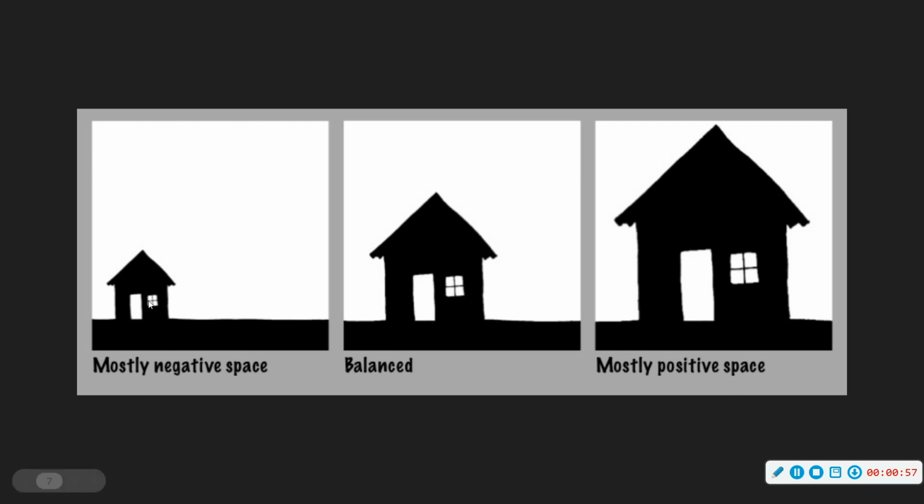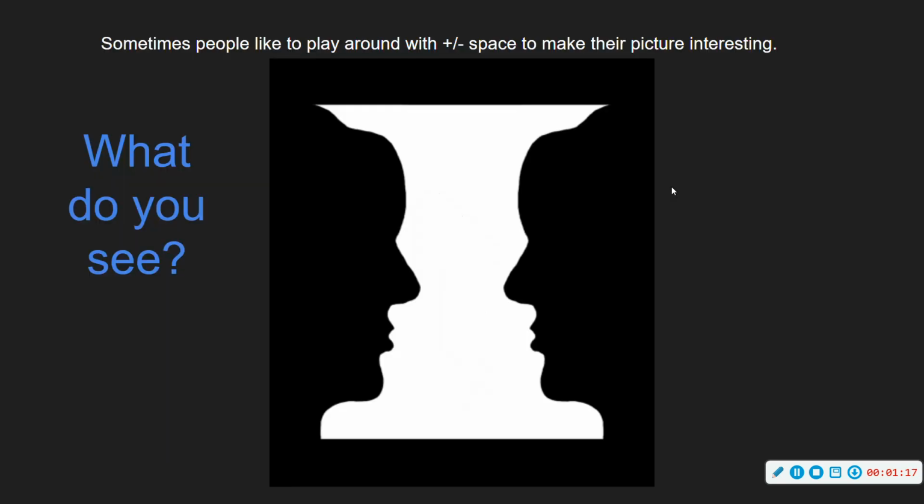So for example, if I had a very small house, then you've got some positive space, but mostly negative space. If you have something that's about in between, you've got a balance. You've got part positive, part negative. If your drawing takes up most of the paper, then in that situation, you have mostly positive space and much less negative space. Now, some people like to play around with positive, negative space to make it interesting.